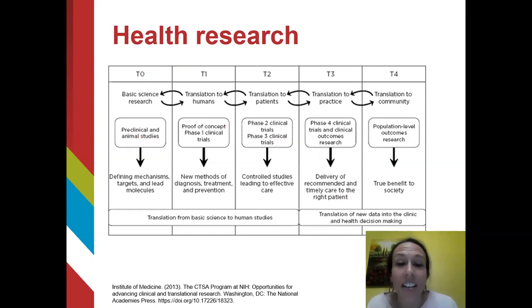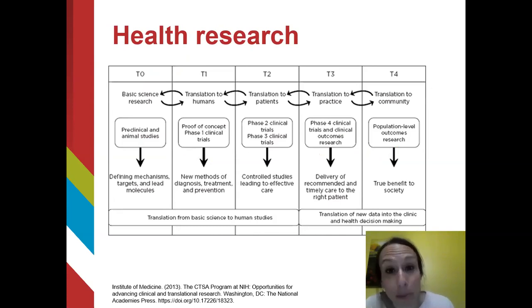On this slide, you can see the spectrum of translational research. When we're looking at health, we have research that ranges from T0, looking at the basic or the bench sciences, all the way to T4, which is looking to that translation into community or that population level research. In public health, we tend to focus mainly on the T3, which is looking at the clinical outcomes, and the T4, which would be more of those population level outcomes.